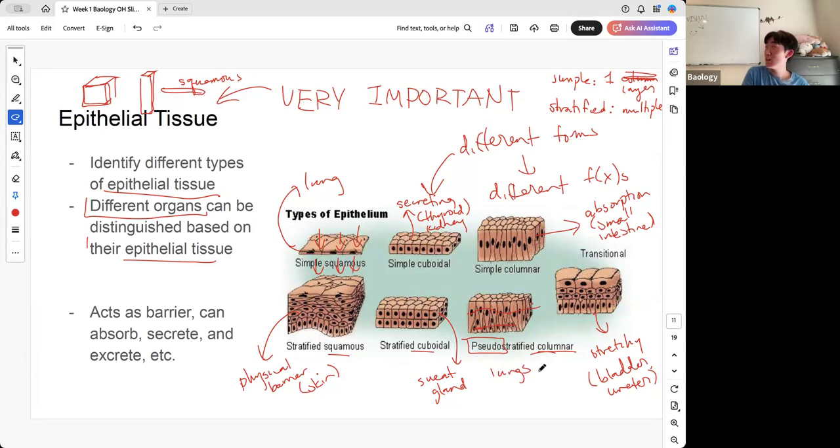And it has cilia. I'm not really sure if there's a good explanation for why it's found in the lungs, but these are the only type of columnar cells that have cilia. Okay, I think that's enough for this. Does anyone have any questions?